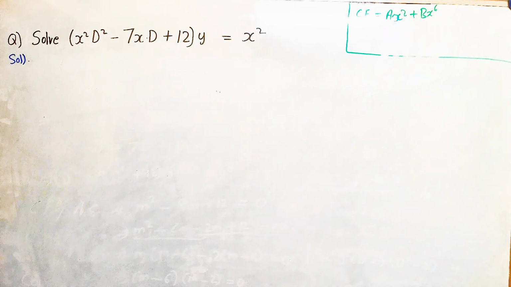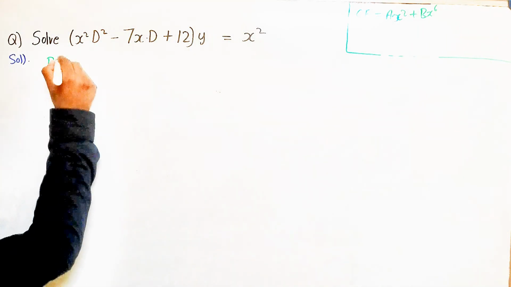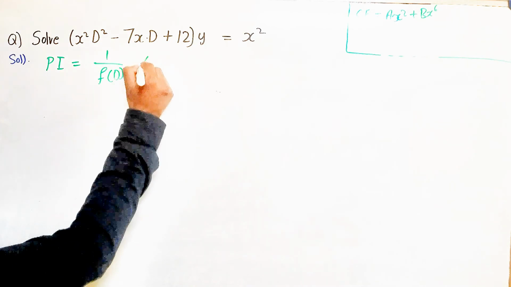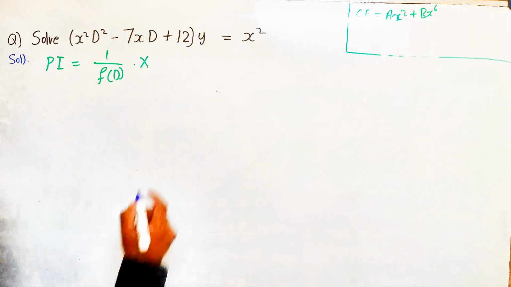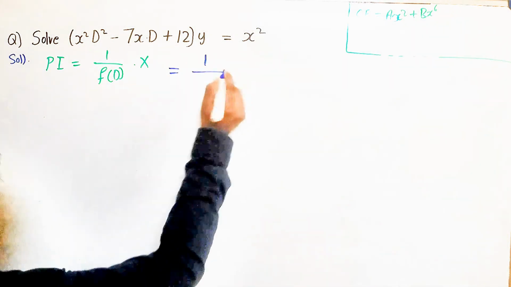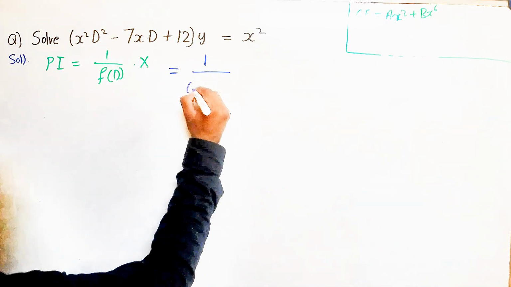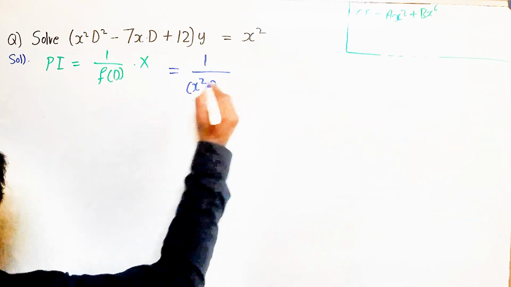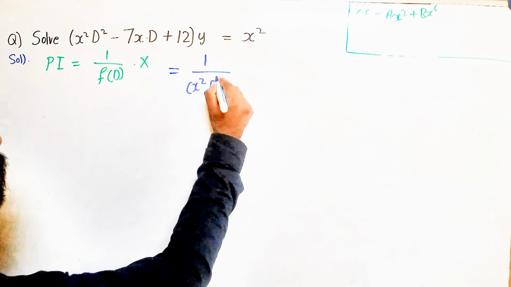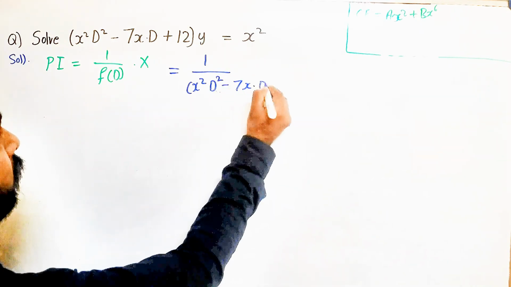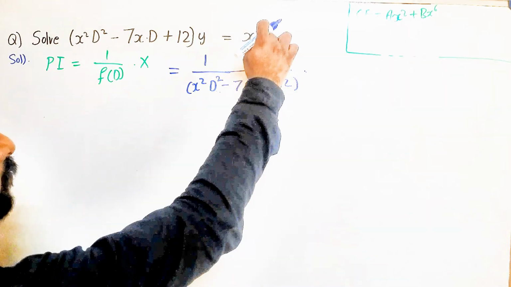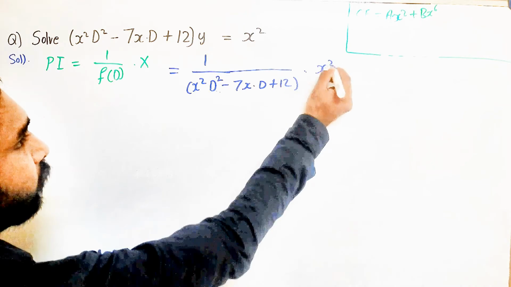Now let's go on finding the particular integral. We know the formula to find the particular integral is 1 by f of d into capital X. So that is nothing but 1 by f of d acting on the right hand side term. So 1 by x square d square minus 7x d plus 12 into x square. That is the RHS term.